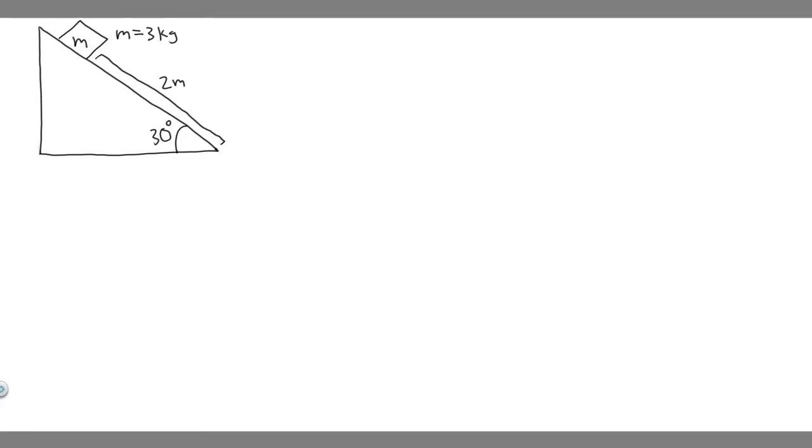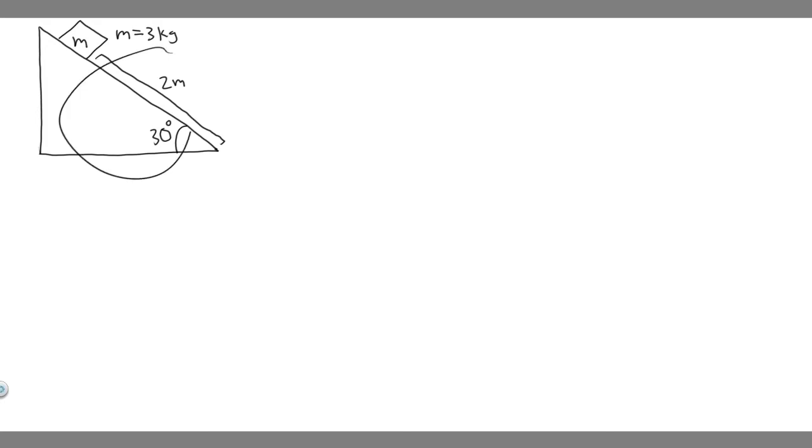In this problem, we're told a 3 kilogram block starts from rest at the top of a 30-degree incline and slides 2 meters down the incline in 1.5 seconds. Find A, the acceleration of the block, B, the coefficient of kinetic friction between the block and the incline, C, the frictional force acting on the block, and D, the speed of the block after it has slid 2 meters.